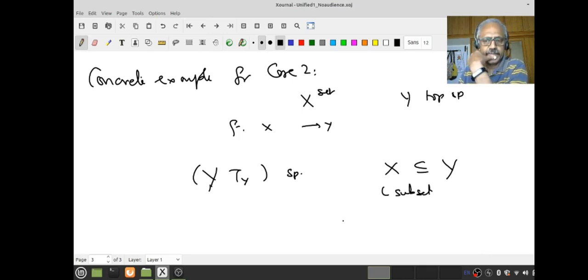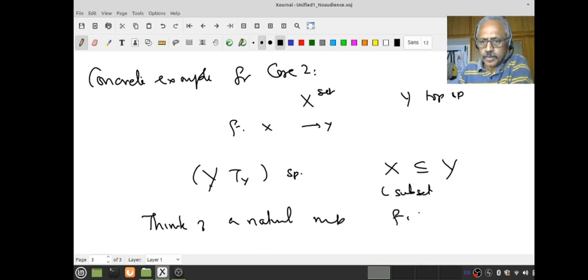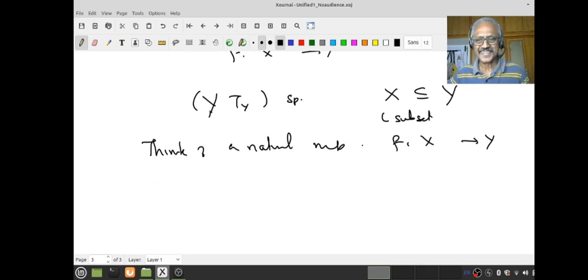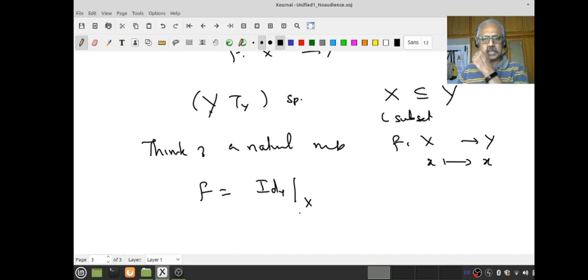Now can you think of a natural map f from X to Y? I said naturally occurring map. Can you think of such a map here? Obvious map. Remember, X is a subset of Y. Therefore, start with any x here, map it to x itself. That is, f is nothing other than the identity of Y restricted to the set X. Restriction of the identity of Y to X. It's usually called the inclusion map. This is a very natural map.